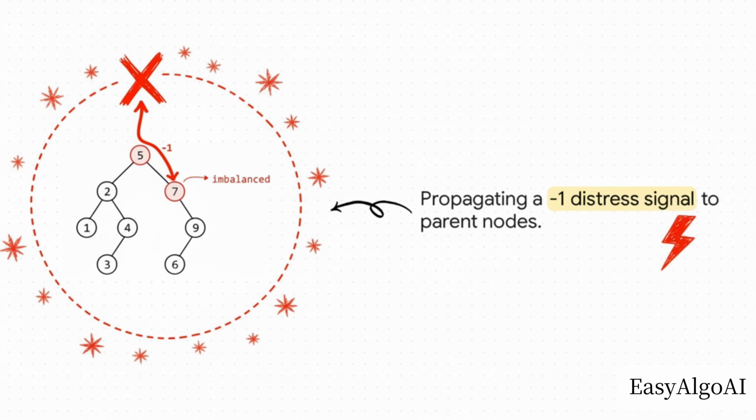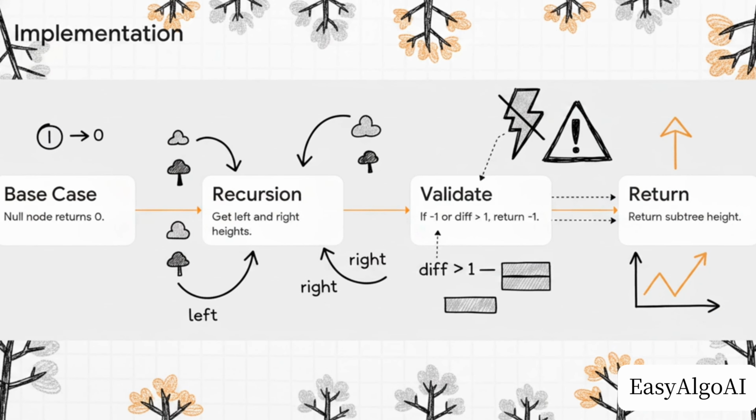Okay, let's look at how beautifully this visual logic translates directly into our Python implementation, step by step. First up, our base case. If the node is null, just return 0. Second, we recursively grab the heights of the left and right subtrees. Third, and this is the absolutely crucial distress signal catch right here. If either of those subtree heights comes back as a -1, or if the absolute difference between them is greater than 1, we immediately return -1. Stop right there. Only if it successfully passes all those safety checks do we finally move to step 4 and return the actual verified height of the current subtree.